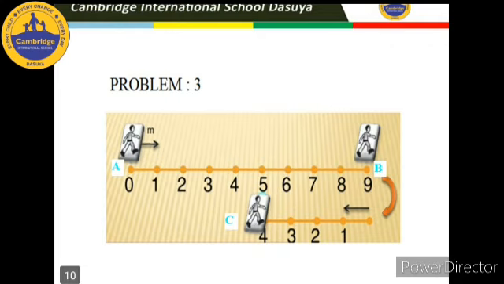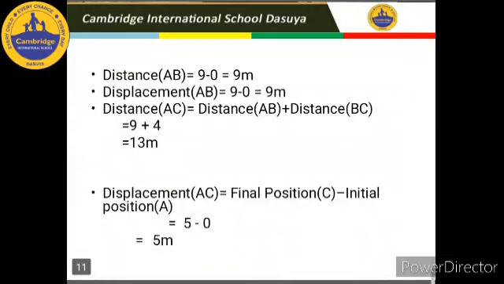Whereas, if you have to find out the displacement in this case, we will not consider the path followed, because displacement is irrespective of the path followed by the person. Therefore, the starting position, that is the initial position, is A, where it is written 0. The final position is C, where it is written 5. Therefore, the displacement is final minus initial, that is 5 minus 0 is equal to 5 meters. I hope from these examples, you will be able to understand the concept of distance and displacement well.